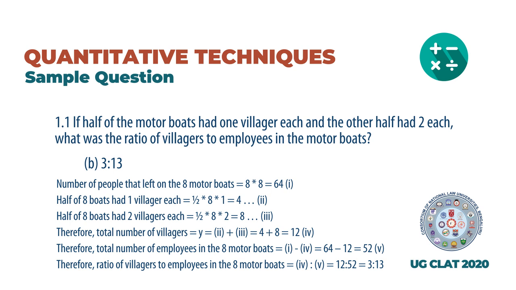Therefore, total number of employees in the 8 motorboats is calculation 1 minus calculation 4, which is 64 minus 12, which is equal to 52. Let's call this calculation 5. And finally, the ratio of villagers to employees in the 8 motorboats is calculation 4 is to calculation 5, which is 12 is to 52, which is 3 is to 13.